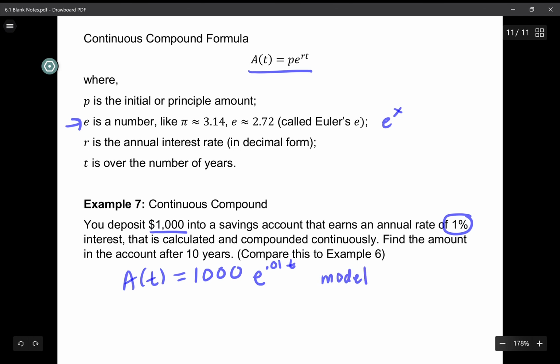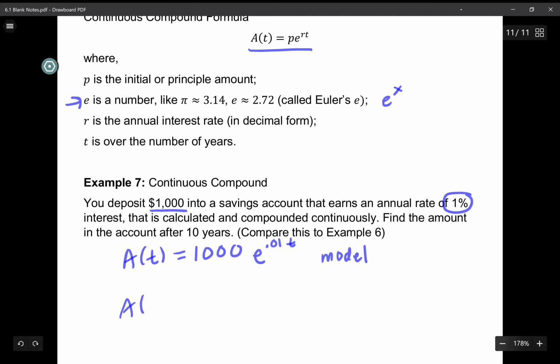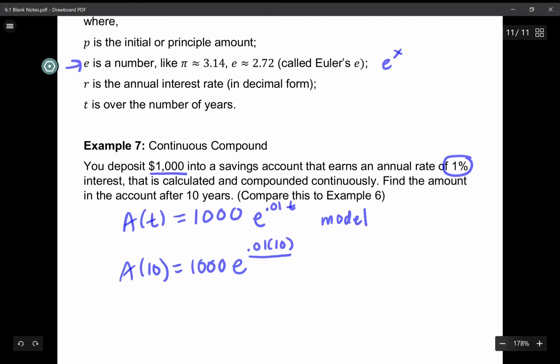And now we're going to see how much is in the account after 10 years. So A of 10 equals 1,000 e to the 0.01 times 10. The first thing you need to compute is 0.01 times 10, which hopefully you can do in your head, is 0.1. So that's what you're going to do. You're going to raise e to that power, which gives you 1.1051 in your calculator. Multiply that by 1,000 and round to the nearest penny, and you get $1,105.17.